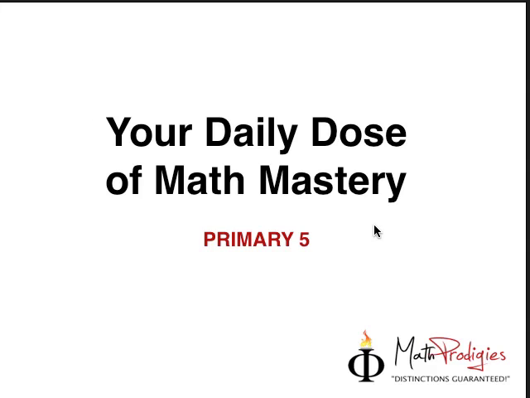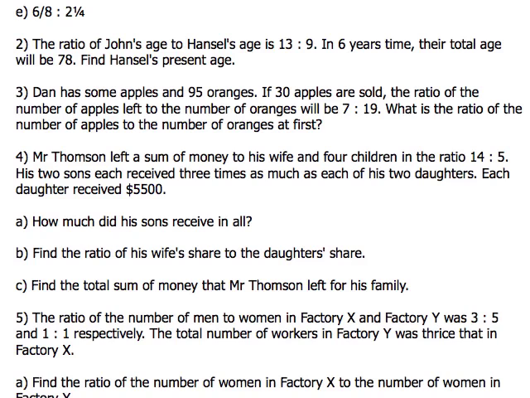So let's take a look at the question. This question looks like it's difficult, but it's actually superbly simple. It says, Dan has some apples and 95 oranges. Do we know how many apples he has? No, we don't. Next part: if 30 apples are sold, the ratio of the number of apples left to the number of oranges left will be 7:19. What is the ratio of the number of apples to the number of oranges at first?